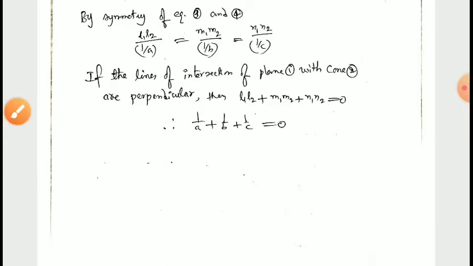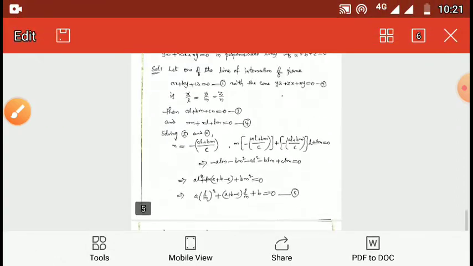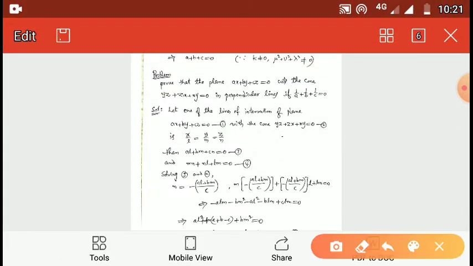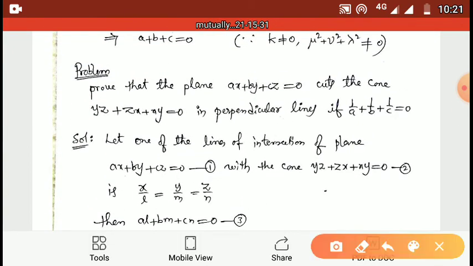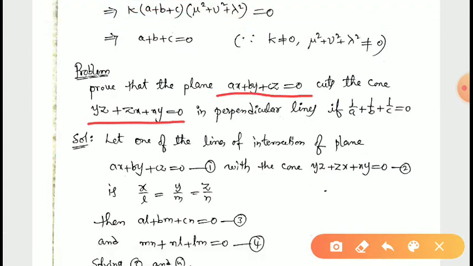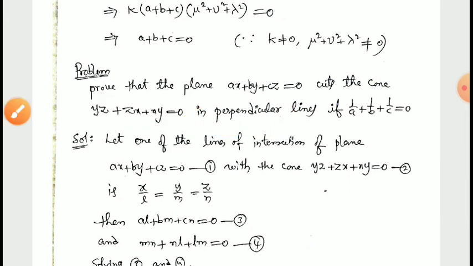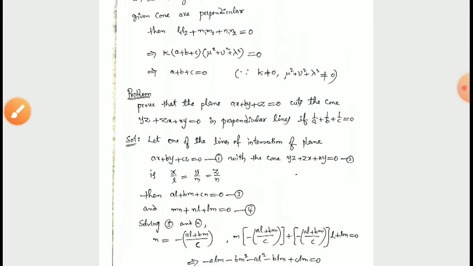So what we have proved is that whenever the lines of intersection of this plane with this cone are perpendicular, then we must have 1/a plus 1/b plus 1/c is equal to 0. This is the procedure to solve such type of problems.